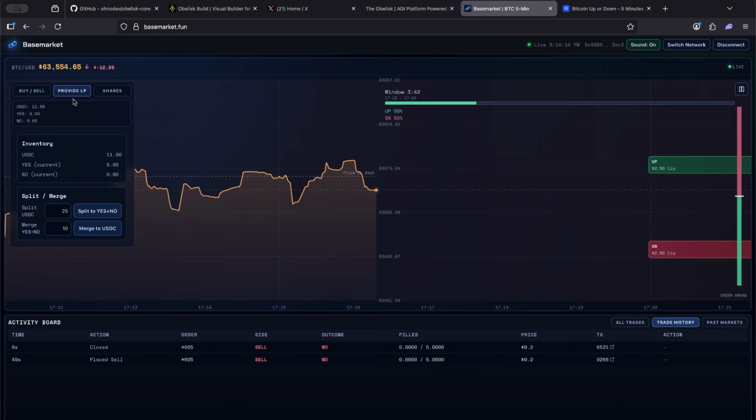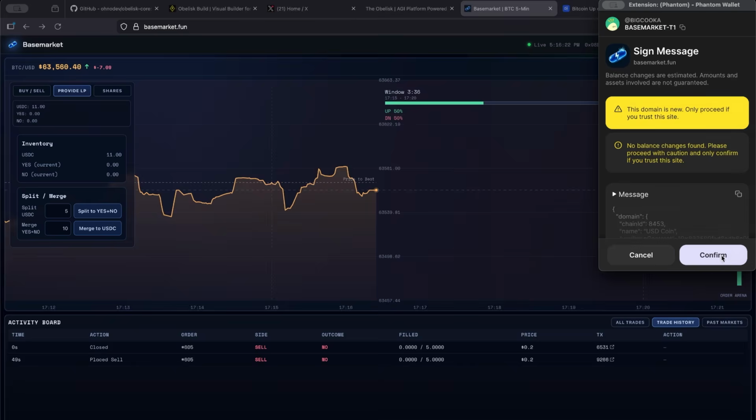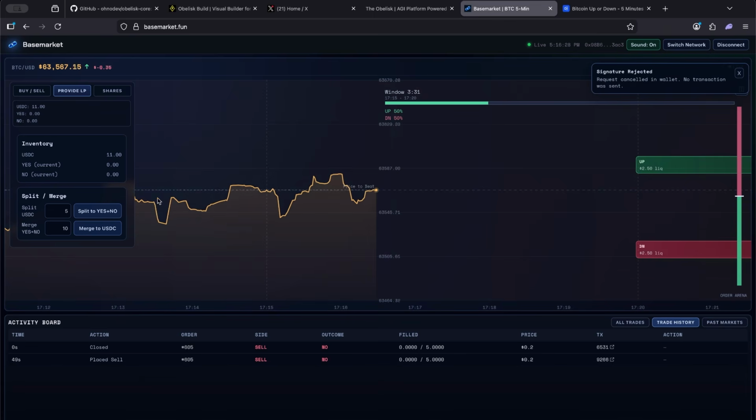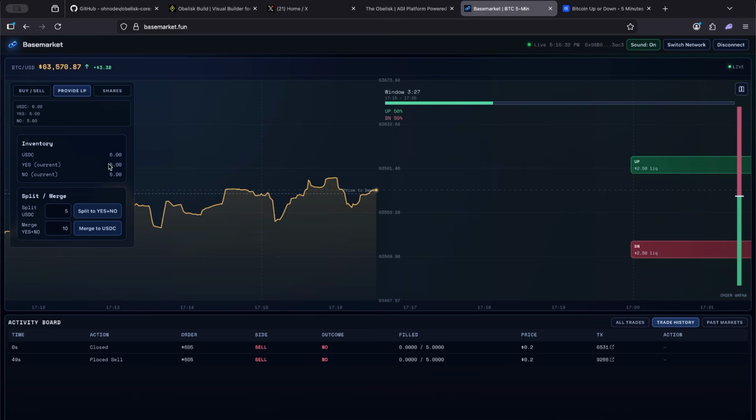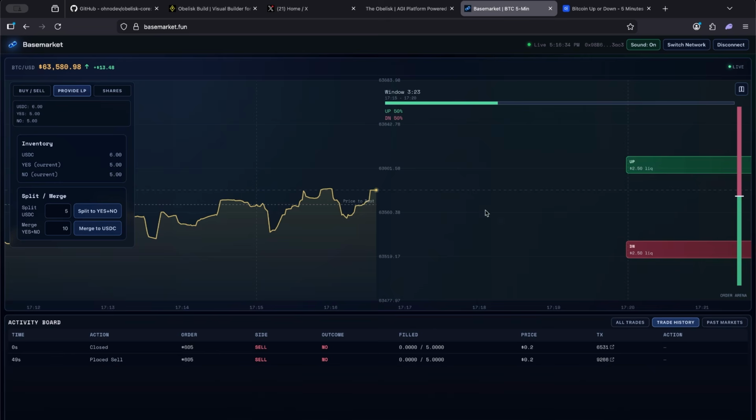So at any point, you can provide LP, even if you just split your USDC. Let's say you get $5 and you split it. Now, if you double click, it might get some issues, but right here, split, confirm. Now you got 5 more shares for this round. Even if you don't do anything and it expires, you can still get all your money back. So you don't worry about this.